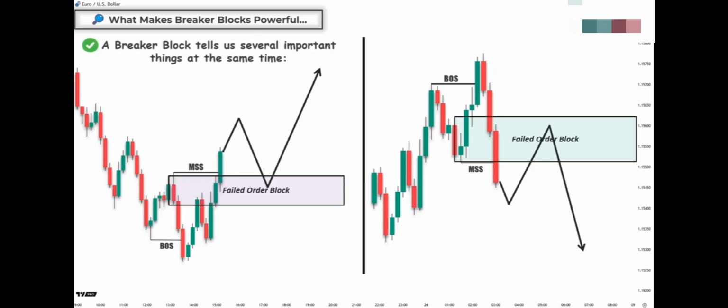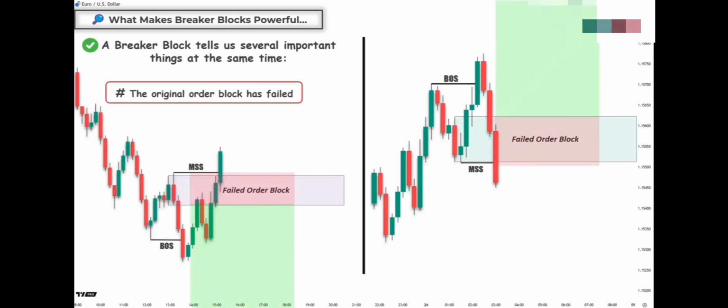A breaker block tells us several important things at the same time. First, the original order block has failed. Second, traders who entered from that order block are now trapped. This tells us the manipulation has already happened, liquidity has already been taken, and price may now be ready to make the real move. Third, the opposite side has taken control of the order flow, and this usually comes together with a market structure shift.